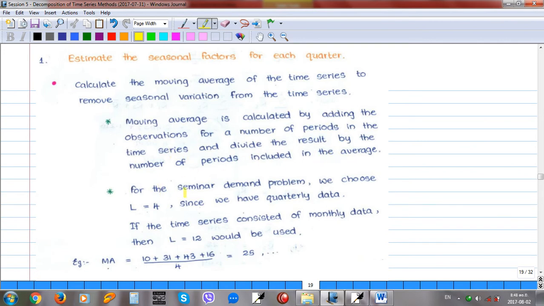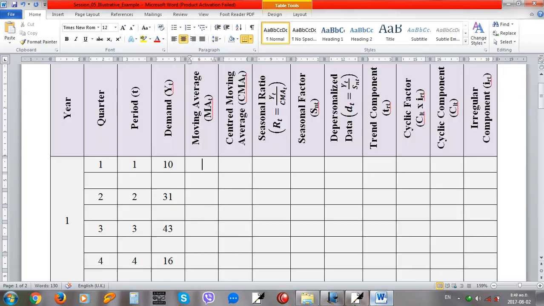For the seminar demand problem, we choose L equals 4 since we have quarterly data. If the time series consisted of monthly data, L equals 12 would be used. So now let's see how we can find the moving averages.